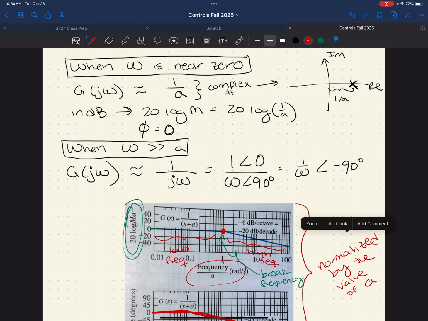Okay. So honestly, if I were to draw a Bode plot for anything other than a single pole or a single 0, I would highly recommend that you use MATLAB.